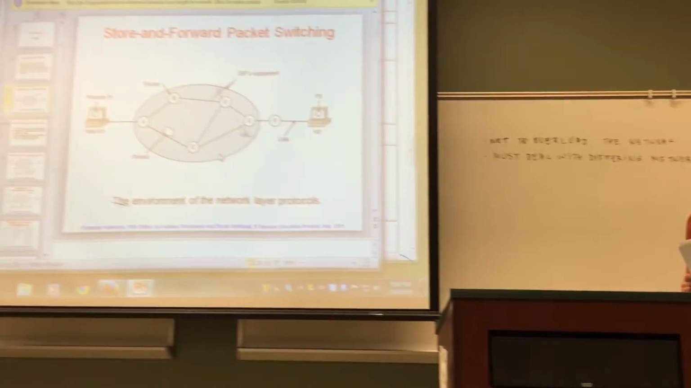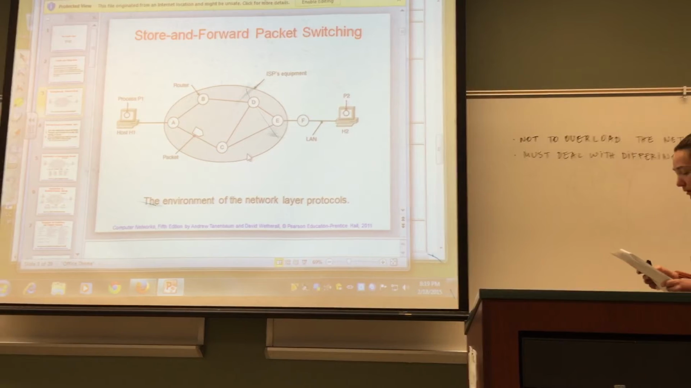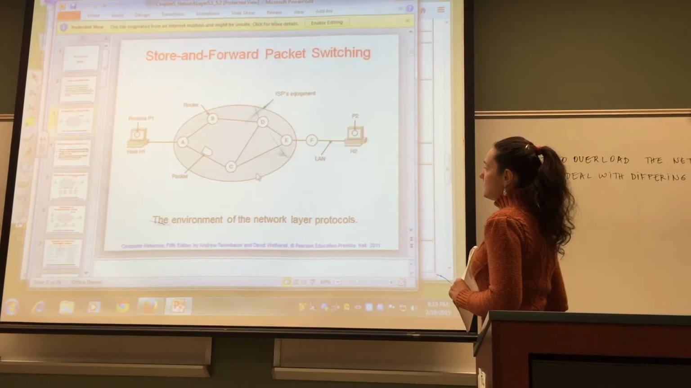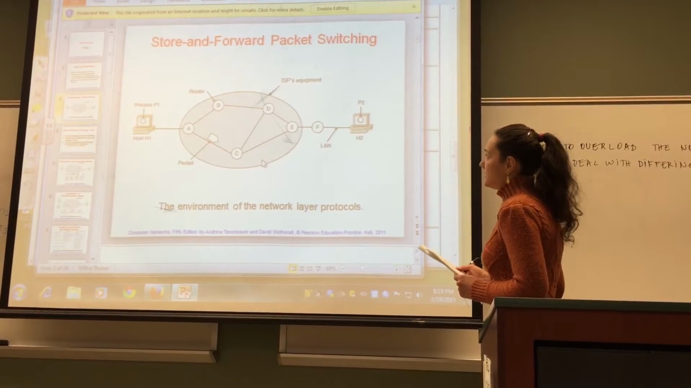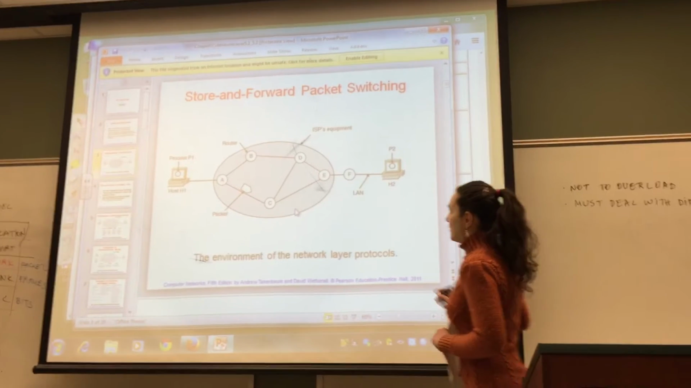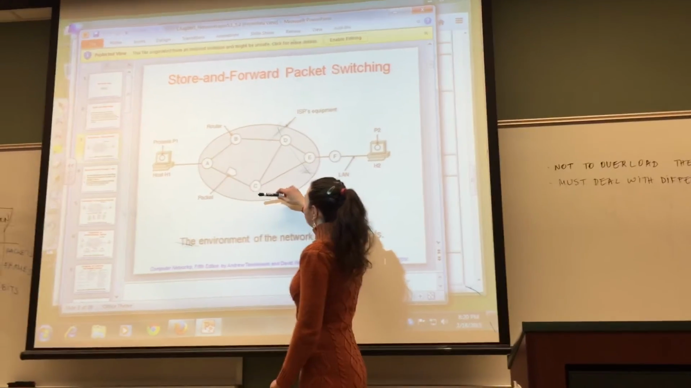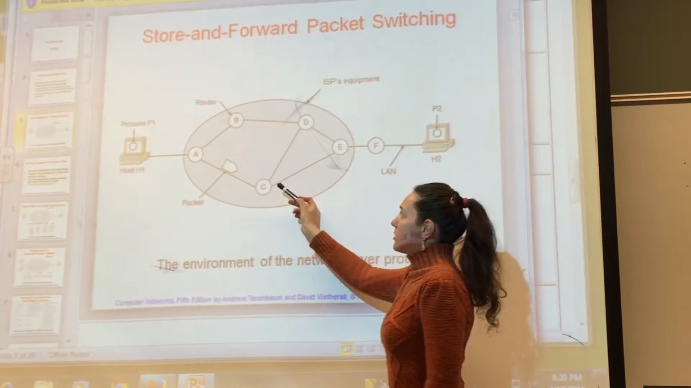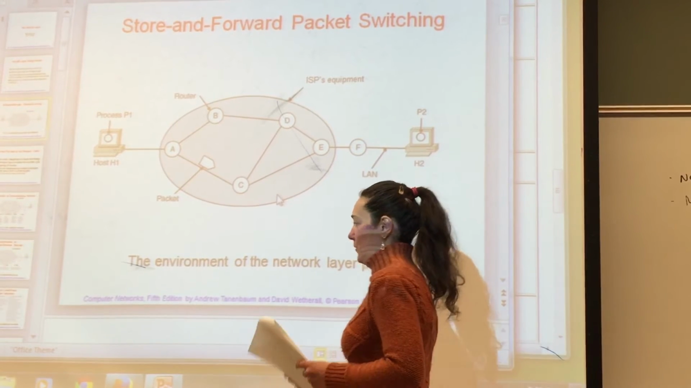So let's look at the store and forward packet switching. This is just showing some of the major components of each network, which are owned by the internet service providers. So this is the internet service provider's equipment. And these things, A, B, C, D, E, F, are routers which are owned by the internet service providers, and the links that connect them also, the lines.